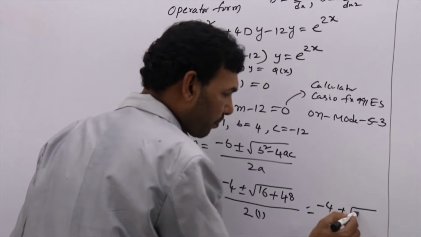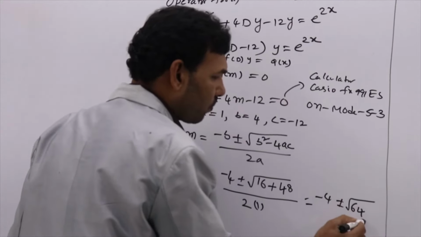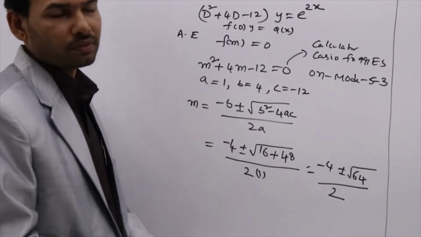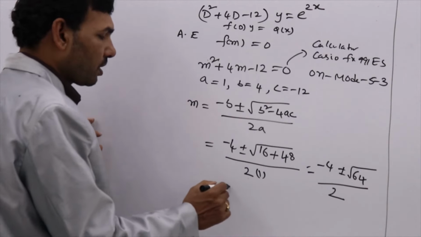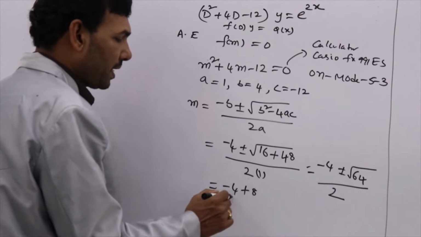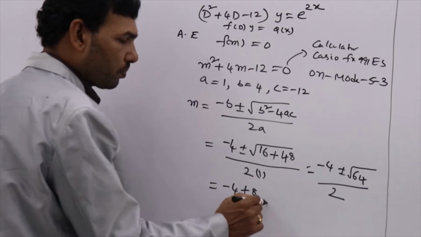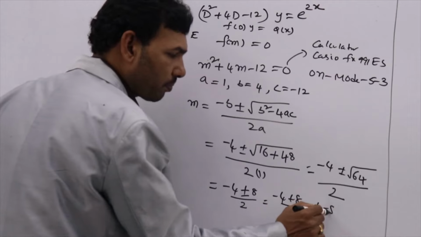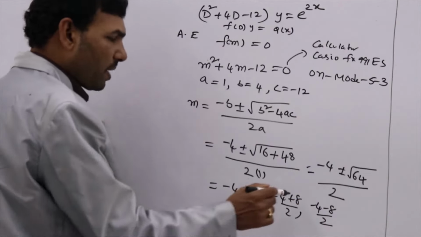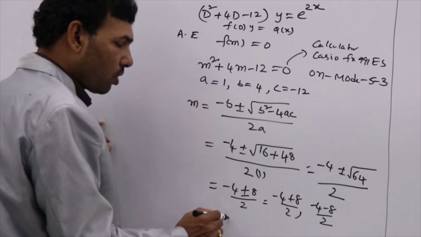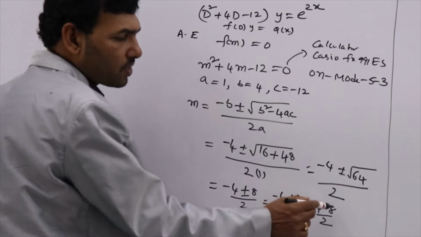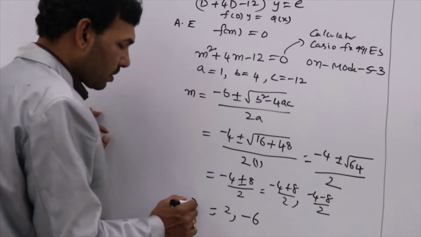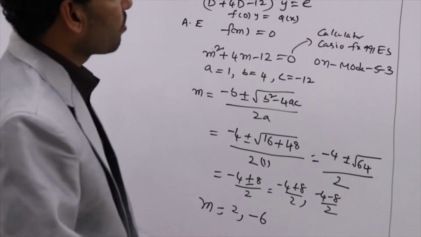ma? 64 by 2, right? Root 64 is 8, minus 4 plus 8 by 2, one time, minus 4 minus 8 by 2 another time, 2 times, minus 4 plus 8, 8 minus 4 4, 4 by 2 2, minus 4 minus 8 minus 12, minus 12 by 2 minus 6. So m values are 2 minus 6.